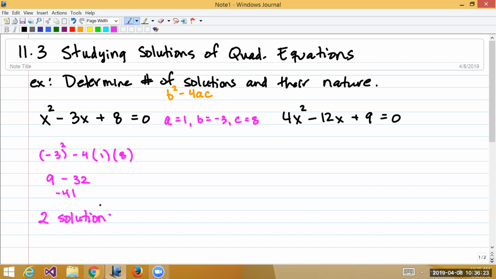And now the discriminant is negative, which means we're taking the square root of a negative. So that means that they will be imaginary numbers. Two solutions, imaginary.